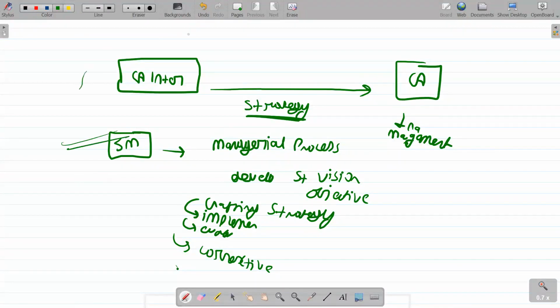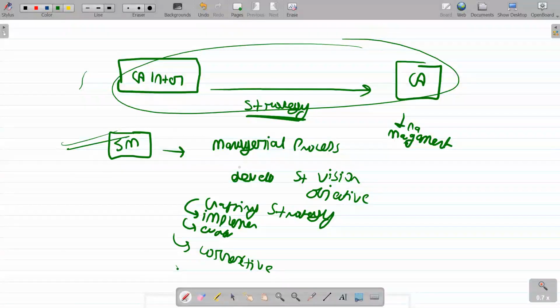Combining this whole situation, I can say that strategic management is a managerial process. First of all, it is a managerial process. Next thing, managerial process of what? Managerial process of developing the strategic vision and strategic objective. You have developed a strategic vision that I want to become a CA. So this is a part of strategic management.